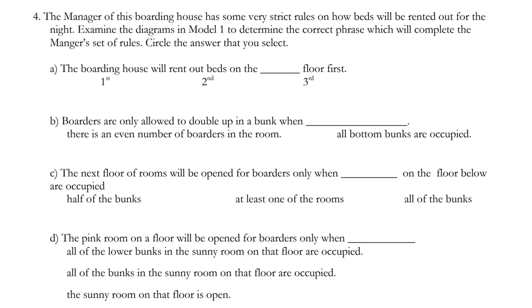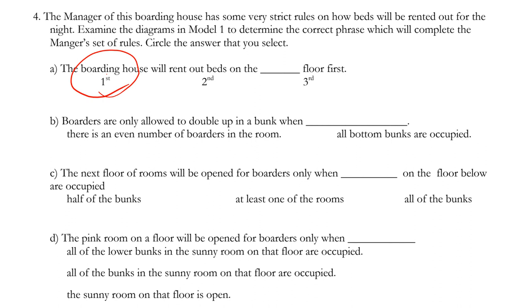So the manager of this boarding house is pretty strict. He has certain rules, so you had to look at the models and figure that out. So the boarding house will rent out beds on the first floor first. It doesn't do the second or third. You have to start from the bottom working up.